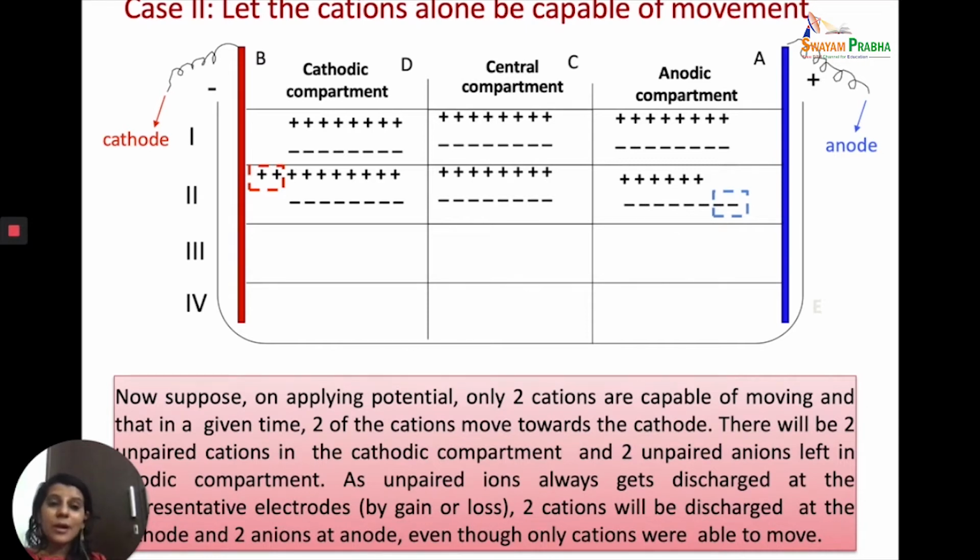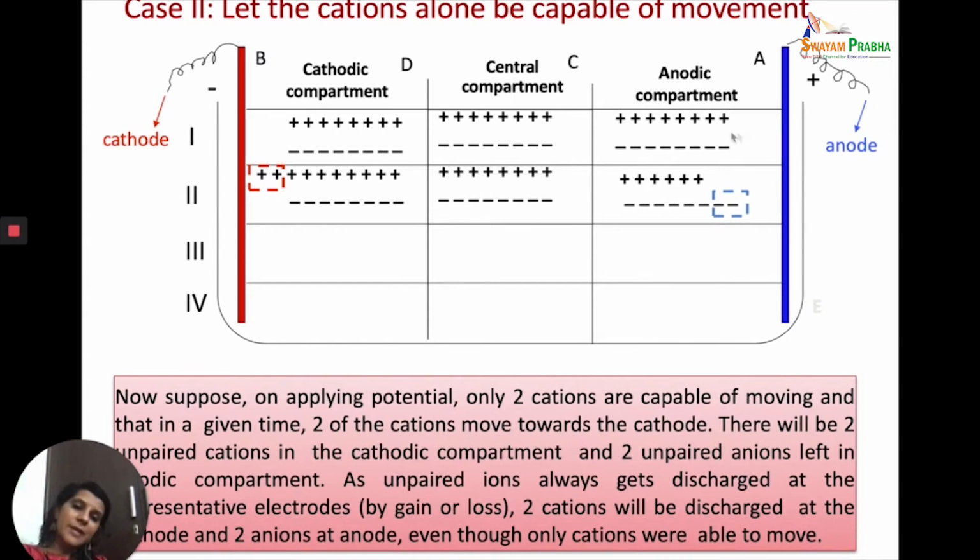This is happening only and only when the cations are moving. Similarly, if you were to take a case that only anions were capable of movement, then let's say 3 anions move from cathodic to central to the anodic. Now if 3 anions move from the cathodic to the central to the anodic and no cations have moved, then there will be a loss of 3 anions at the cathodic compartment and there will be a gain of 3 anions at the anodic compartment. The central compartment will remain the same because it receives and then allows the movement.